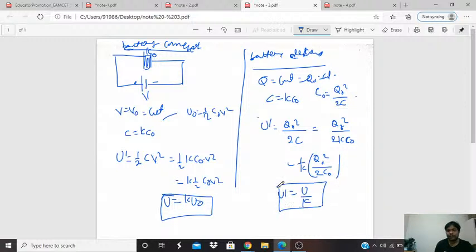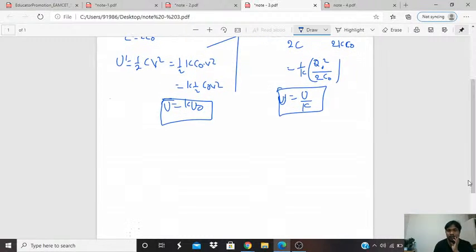So energy will be what? 1 by K times decreases. Okay. Energy decreases by 1 by K times when the battery is disconnected. When the battery is connected, energy increases K times. Okay. So this is about energy stored.